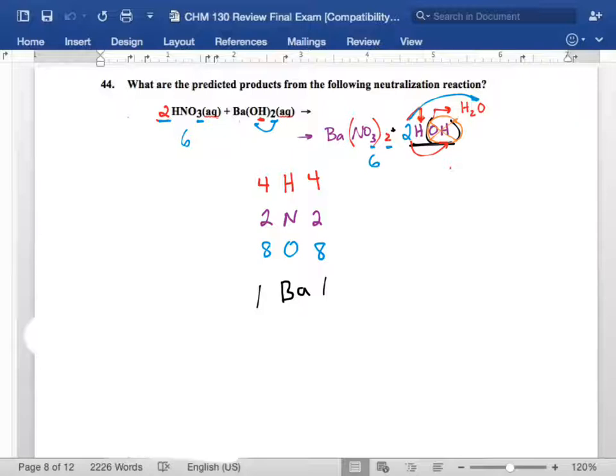Are we good with the balancing now? Yes. Could you put the phases as well? Phases becomes kind of a weird borderline. Yes and no. For a strict predict the products reaction, probably yes. How would you predict the phases? What is the phase of HOH, also known as H2O? Liquid. So we know our H2O is a liquid. How about the phase for barium nitrate?